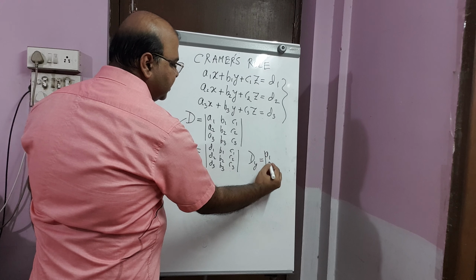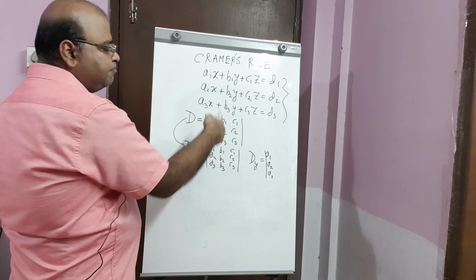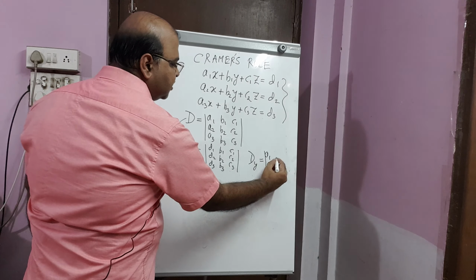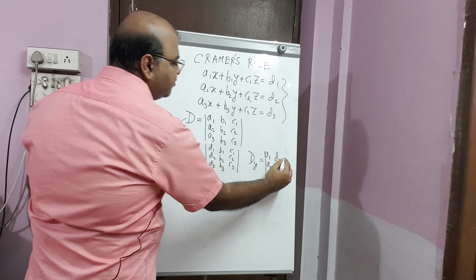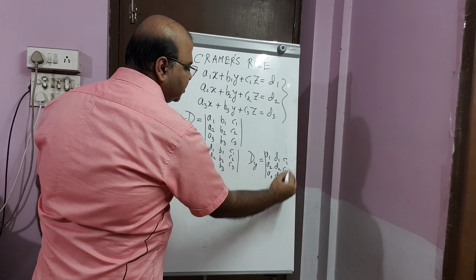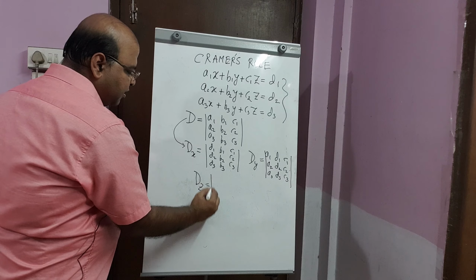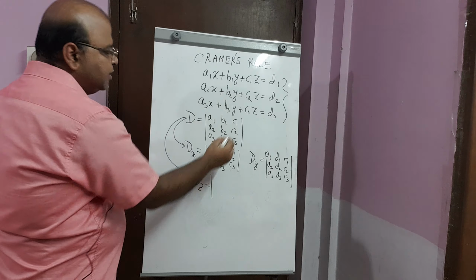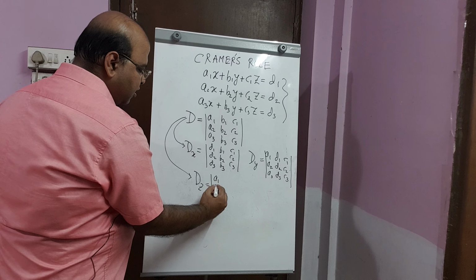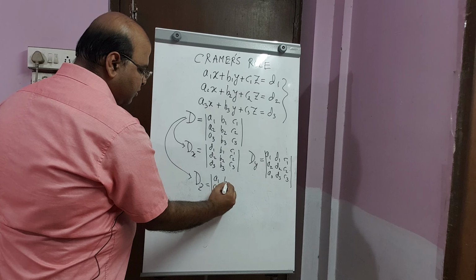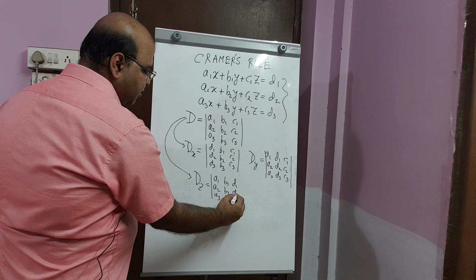So this is given by a1, a2, a3. The first column of d remains the same. The second column b1, b2, b3 is now replaced by the constant column d1, d2, d3. And again the third column remains the same, c1, c2, c3, that is dy. Similarly we have dz, again formed from d by replacing the third column by the corresponding constants. So here we have a1, a2, a3, b1, b2, b3, and then d1, d2, d3.